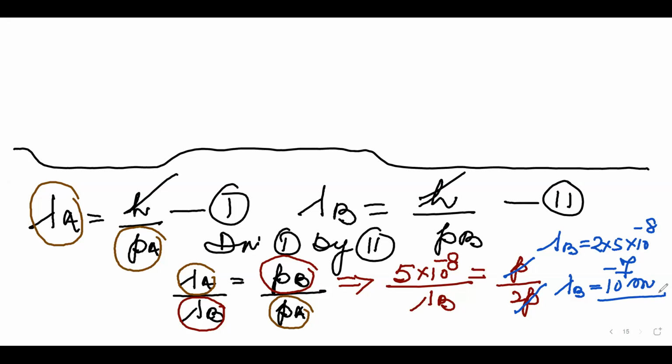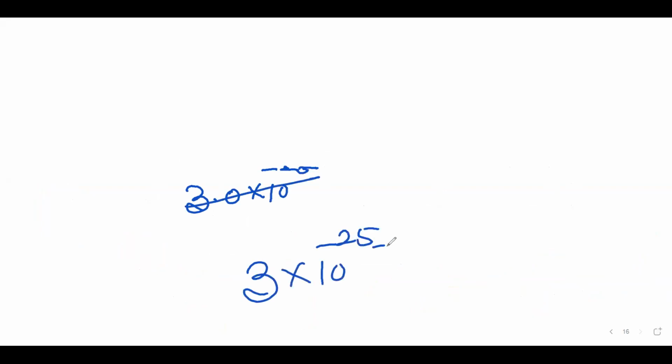Write the next question. If the kinetic energy of the electron is 3 into 10 raised to power minus 25 joules, calculate its wavelength.